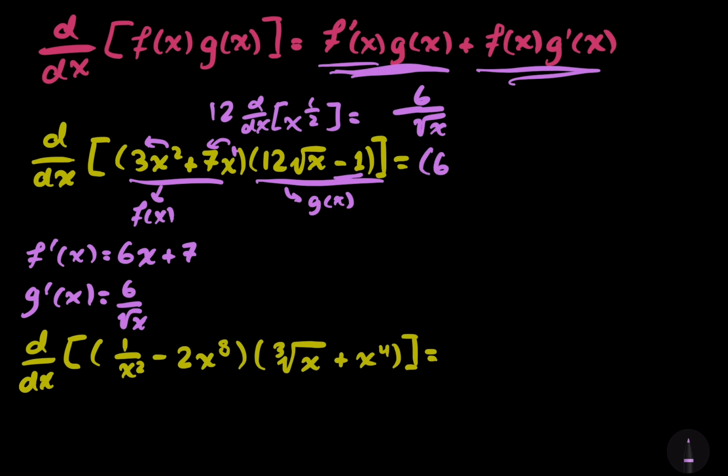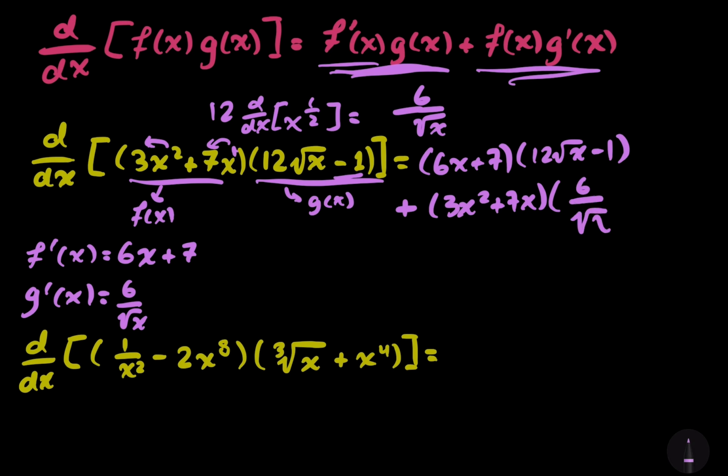So that's going to be 6x plus 7 times the second function over here, which is going to be 12 square root of x minus 1. And then we're going to go ahead and add that to the first function, which is going to be 3x squared plus 7x, and then we're going to multiply that by the derivative of the second function, which is going to be 6 over the square root of x.